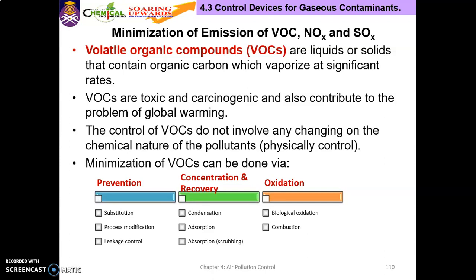So as we all know, VOC can be either liquid or solid that contains organic carbon which vaporizes at significant rates. So VOCs are toxic and carcinogenic and also contribute to the problem of global warming. The control of VOC does not involve any changing of the chemical nature of the pollutants, so we can use physical control. So in minimization of VOC, it can be done either by prevention, concentration and recovery, or oxidation.